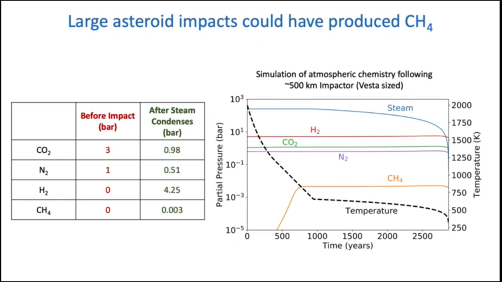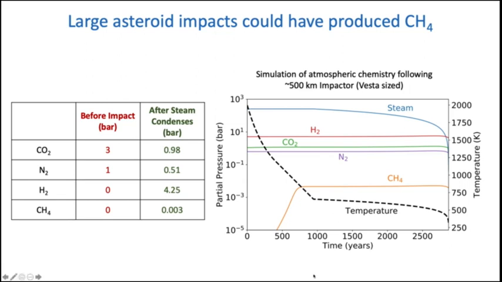Eventually, the atmosphere gets cold enough that the reactions making methane become really slow, and they basically stop making methane, and that's why methane stops getting more abundant a couple years, 100 years into the simulation. After the steam condenses, the atmosphere has about 1 bar of CO2, half a bar of nitrogen, 4 bars of hydrogen, and 0.003 bars of methane.